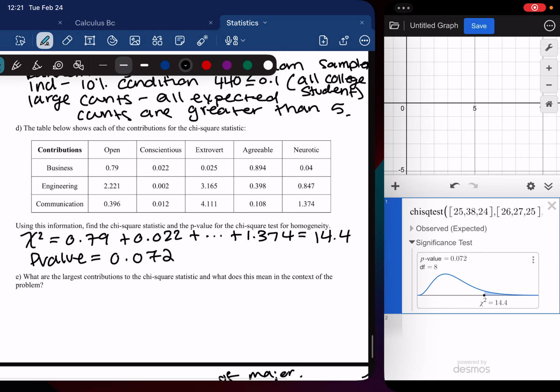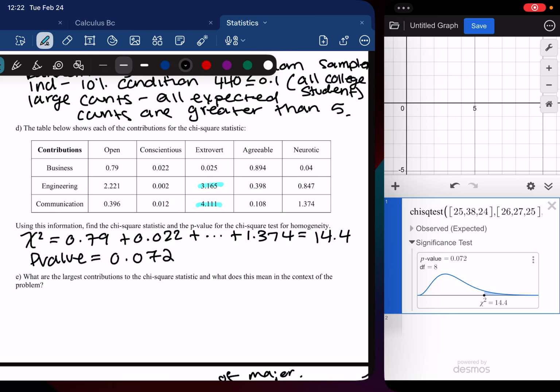Okay, last part E says, what are the largest contributions to the chi-squared statistic and what does this mean in context of the problem? So first, looking at all the contributions, which one has the largest? Good, communication with extrovert, that's 4.111. Which one has the second largest? Engineering and extroverts of 3.165. And technically we could go on and do this forever. Since it doesn't specifically ask us how many to do, we're just going to use the first two largest.